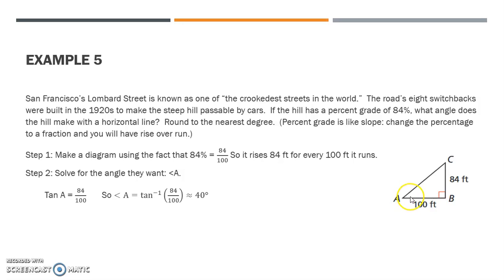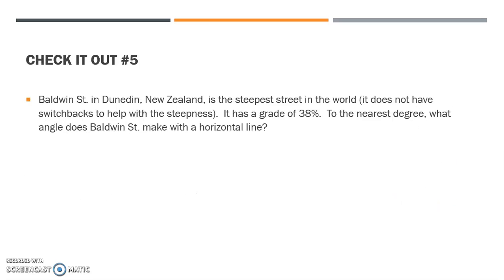So I know to find angle A, I have to do opposite over adjacent, and that's tangent. So tangent of A is 84 over 100. So I have to do the inverse of tangent of 84 over 100, which is 40 degrees. You have a check it out question coming up next.